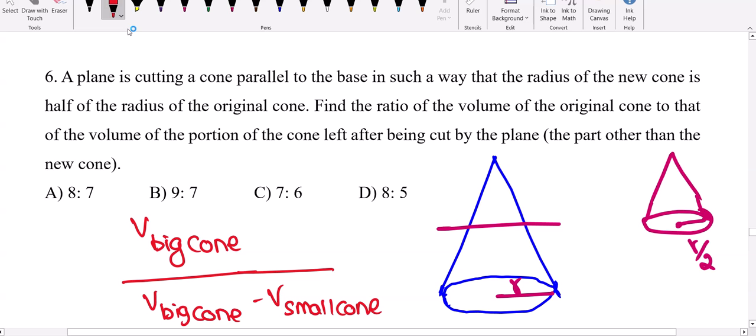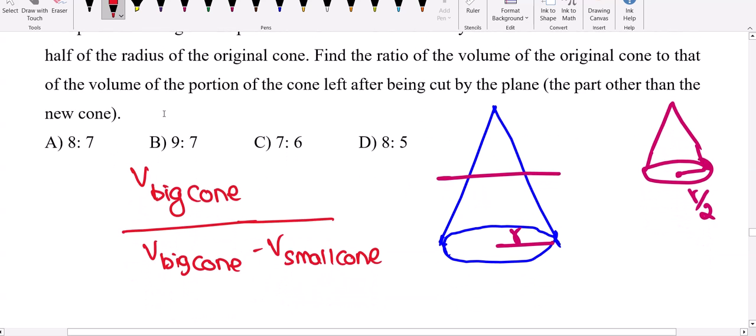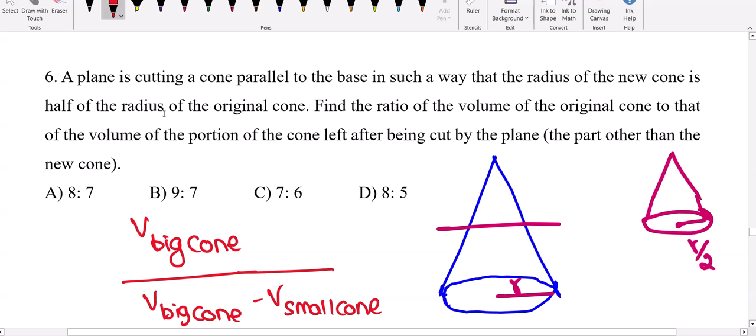A plane is cutting, this is areas and volumes. Areas and volumes, you can find a question in the advanced section as well as the basic section. Today we are giving advanced section inputs. Clearly they mentioned the radius of the base is half. They cut parallel to the base and asked what is next. What is the option? Is it 8 is to 7, or 9 with respect to 7, or 7 and 6, 8 and 5?